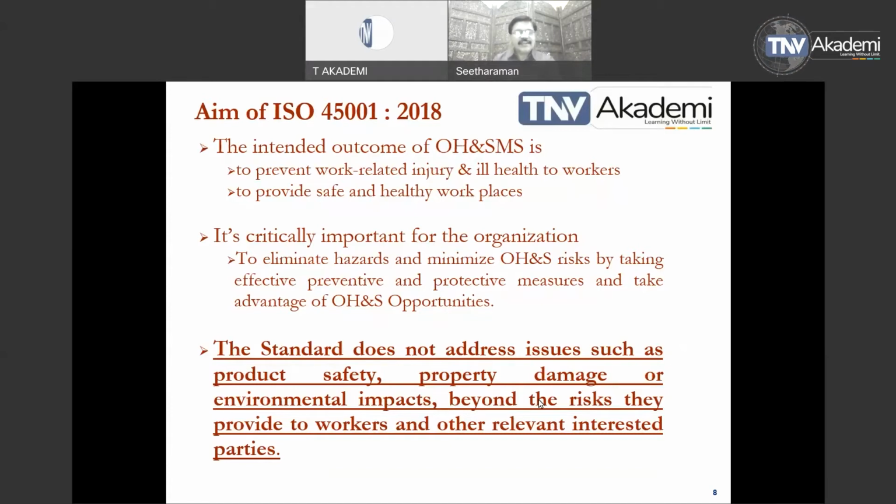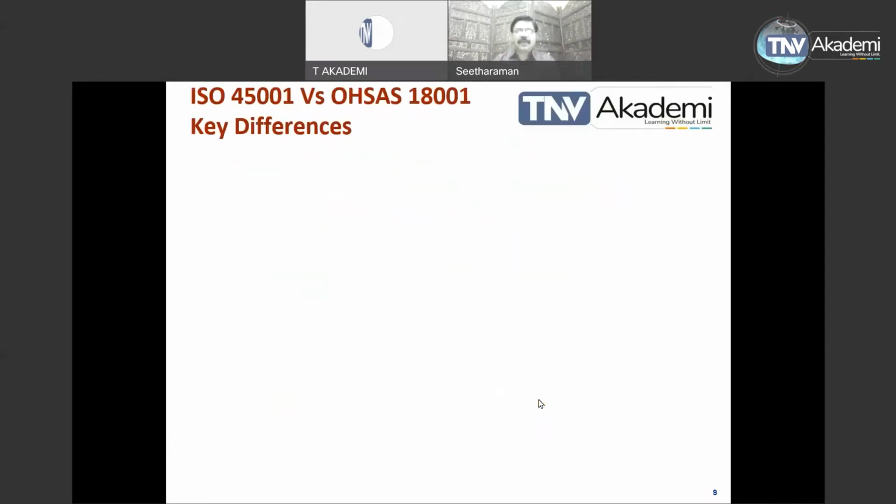In the same way, the ISO 9001 quality standard does not assure quality of product. It only assures the quality of management in the organization. As a byproduct, you are getting quality products and services. But per se, it is not addressing the quality of product. In the same way, here also it is not addressing the safety of the products they are manufacturing. It is only the health and safety of the employees.